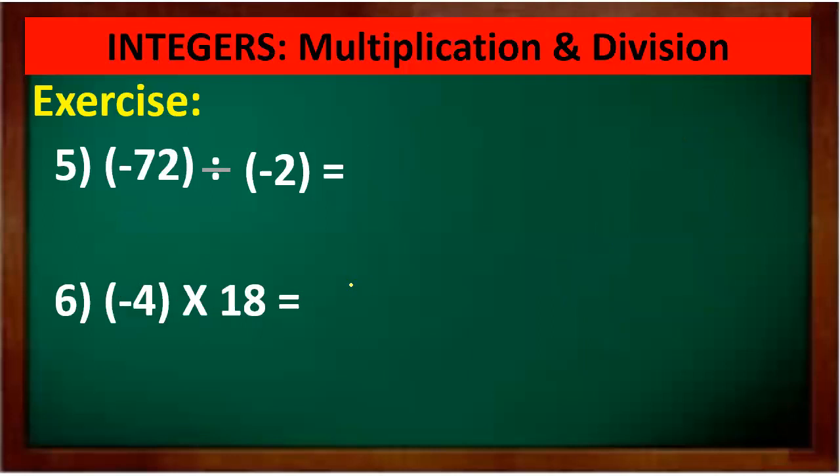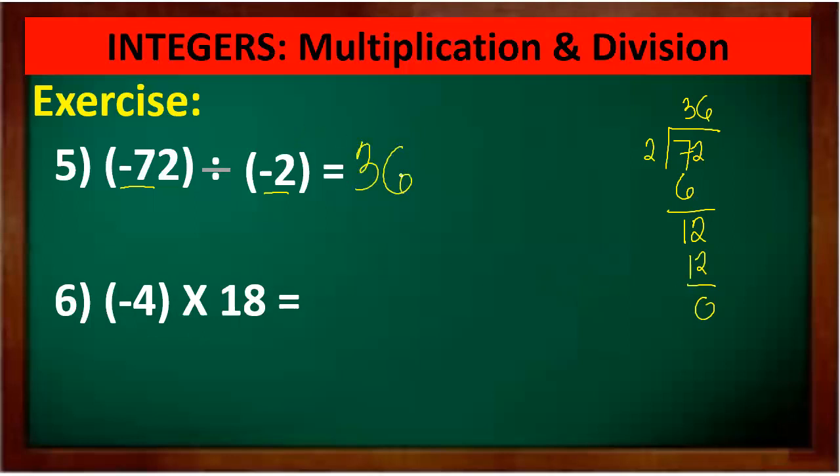So, next is we have, anong example natin? So, dito meron tayong negative 72 divided by negative 2. So, still we have the same. Okay, the same sign. So, ang answer natin dito magiging positive. So, 72 divided by 2, that is equals to 3. 3 times 2 is 6. 7 minus 6 is 1. Bring down 2. 12 divided by 2 is 6. 6 times 2 is 12. There's no remainder. Therefore, ang answer natin ay 36, and that is a positive because we have like signs.